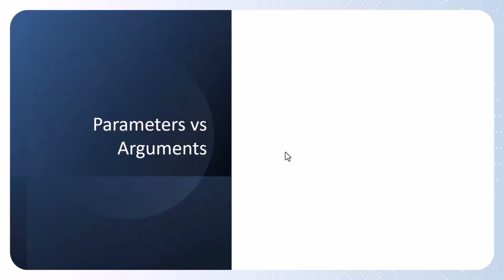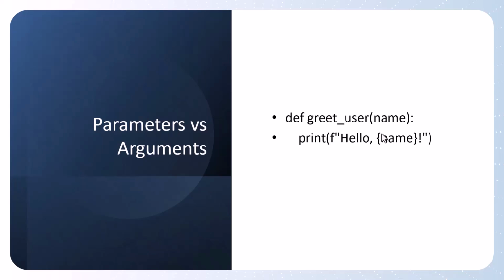Next, we come to the topic of parameters versus arguments. What is a parameter? What is an argument? When you define a function like this, whatever you are passing is a parameter. When the function is called, this parameter assumes an argument. The name is the parameter, and when you call greet user and pass Alice, the parameter turns into an argument.